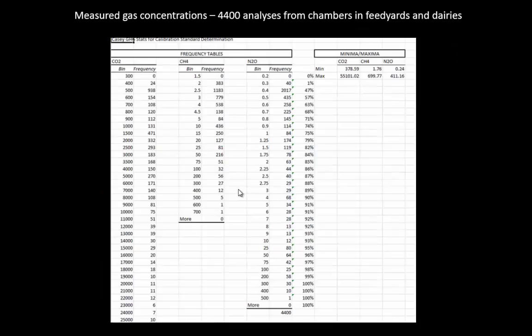This is what I get from manure. Maximum 55,000, 700, 400 parts per million nitrous. And what we started out with, we surveyed the literature, talked to people, asking what range do you calibrate over? So we'll bump it up a bit. It was nothing like what we needed.